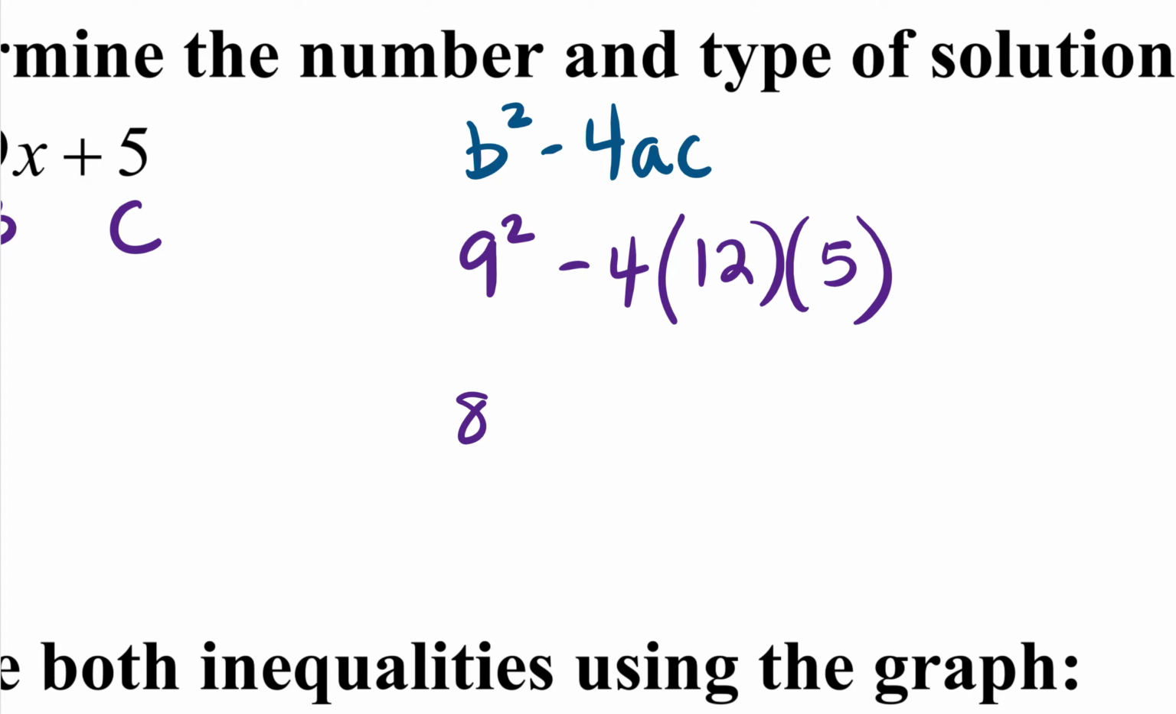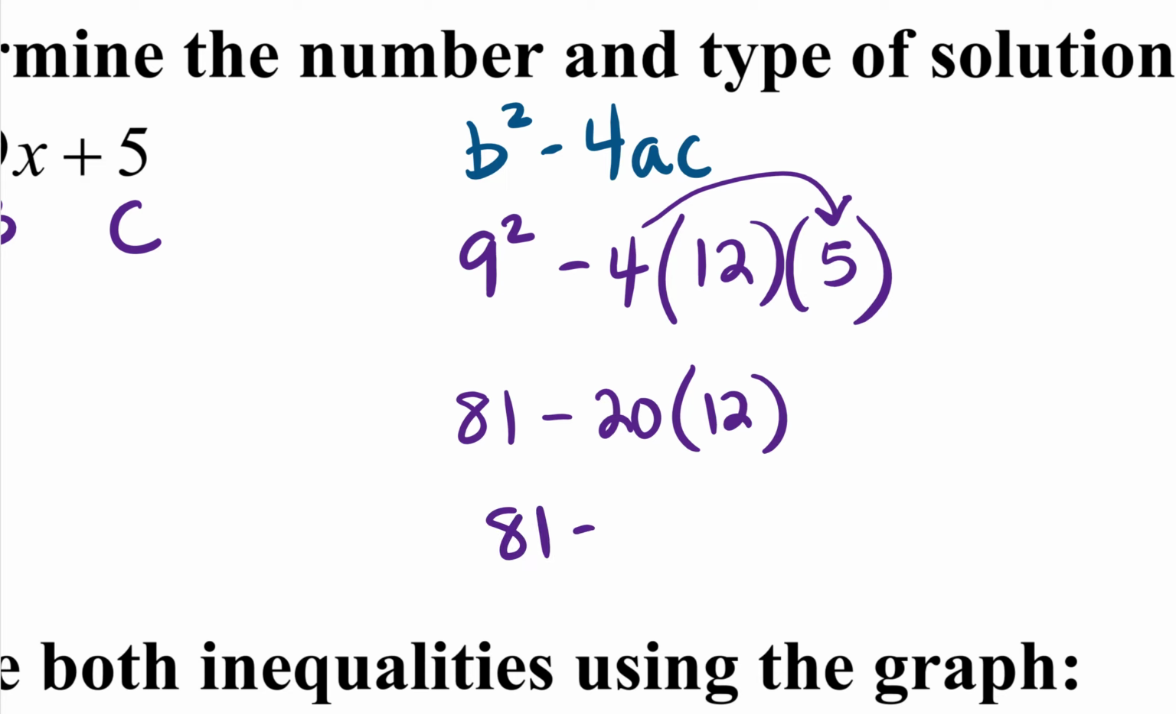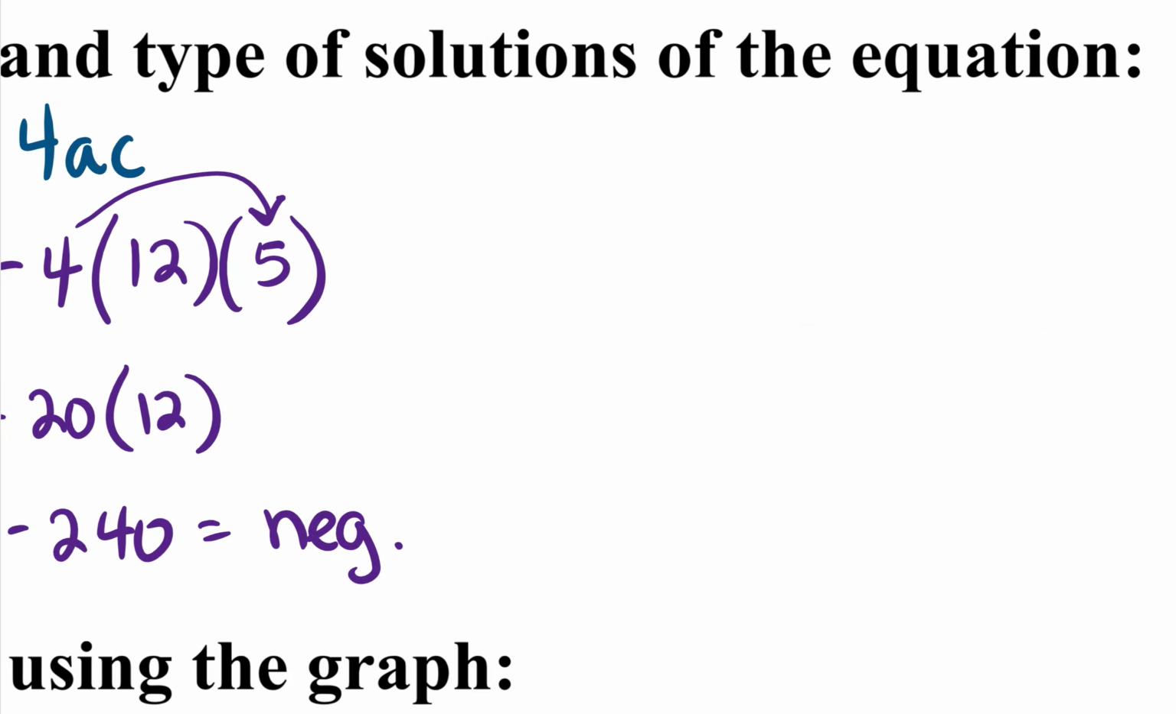So I get 81 minus... for this one you can go in any order as far as multiplying. I'm going to do 4 times 5 first. So that gives me 20 times 12, because now I can do 2 times 12 and add a 0. So 81 minus 240. Now, I don't really care what that number is. The only thing I have to know is that it equals a negative number. That's what matters. So, because my number is negative, I'm going to have two solutions, right? And they're going to be imaginary.